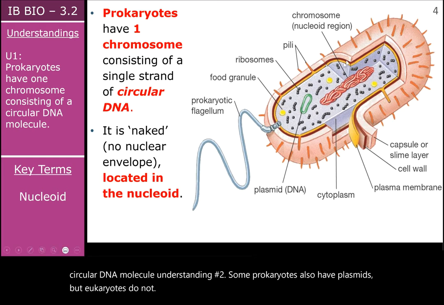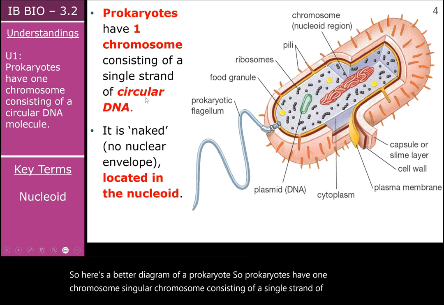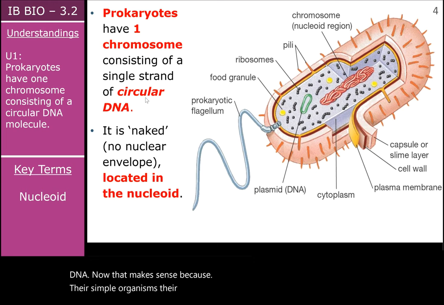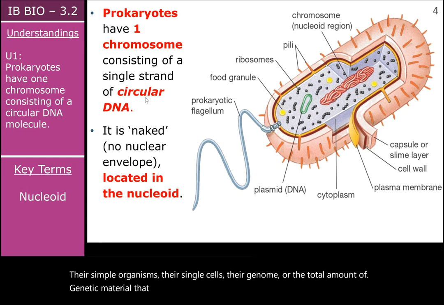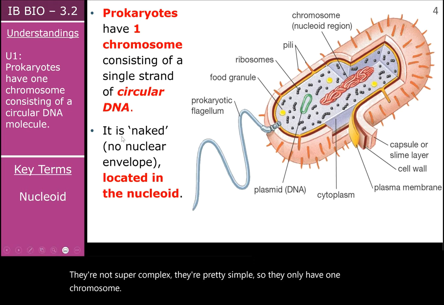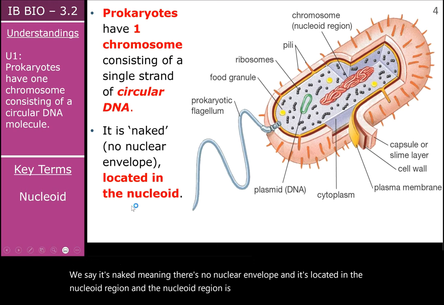So here's a better diagram of a prokaryote. So prokaryotes have one chromosome, singular chromosome, consisting of a single strand of circular DNA. Now that makes sense because they're simple organisms. They're single-celled. Their genome, or the total amount of genetic material that they have, isn't going to be very big. They're not super complex. They're pretty simple. So they only have one chromosome. We say it's naked, meaning there's no nuclear envelope, and it's located in the nucleoid region. And the nucleoid region is where ribosomes are produced.